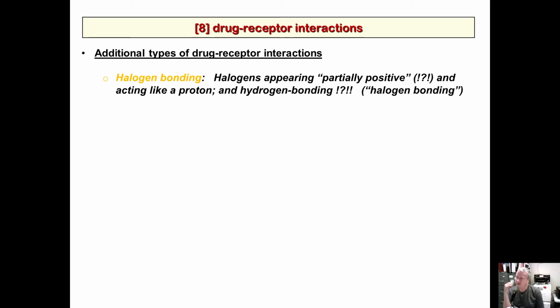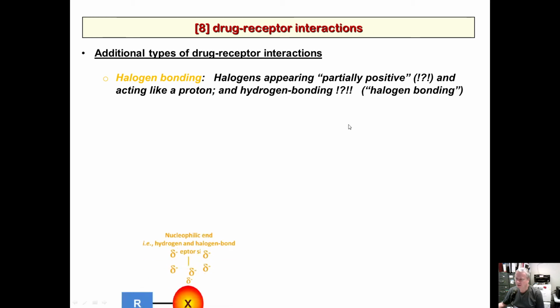But it's weird because we usually think of halogens as a delta negative thing, right? And we think of protons as a delta positive thing, or fully positive, right? And so halogens appear partially positive and act like a proton, similar to the concept of hydrogen bonding. So halogens can almost act like protons, which is totally weird. And how does that happen? The concept is called halogen bonding.